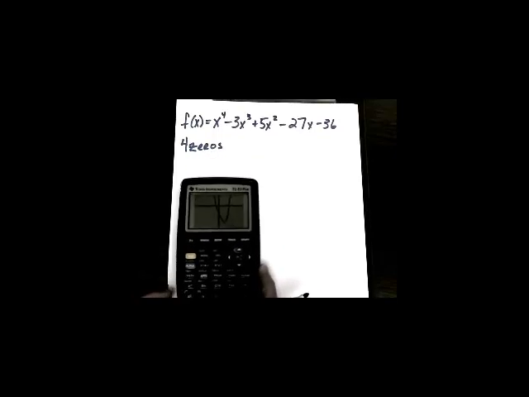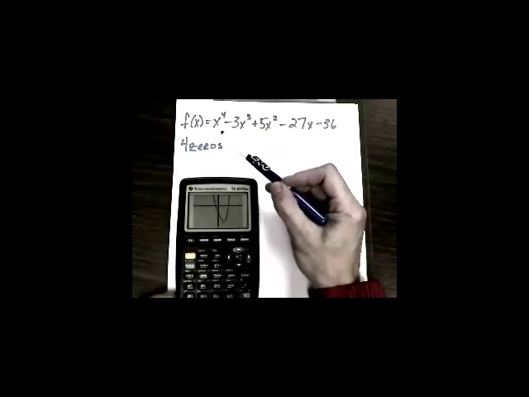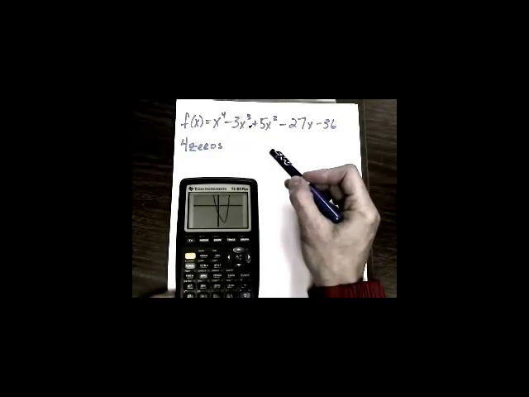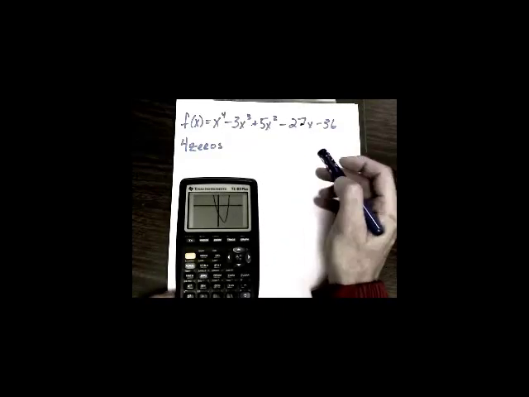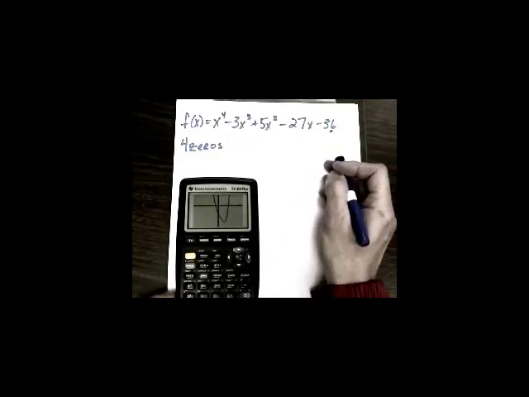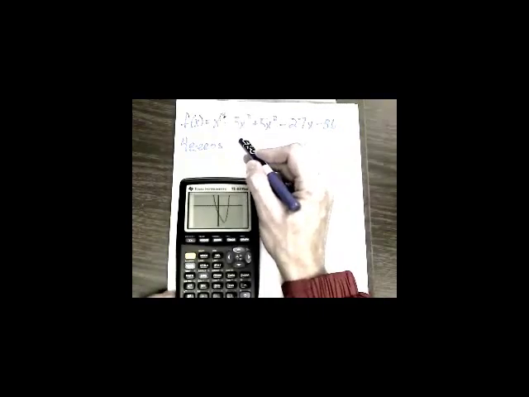In this video, we're going to work on polynomial functions, finding zeros and factors for those functions. And remember that the degree of the function tells how many zeros there are. The function is x to the fourth minus 3x cubed plus 5x squared minus 27x minus 36. Because 4 is the highest degree, we know that it has 4 zeros.